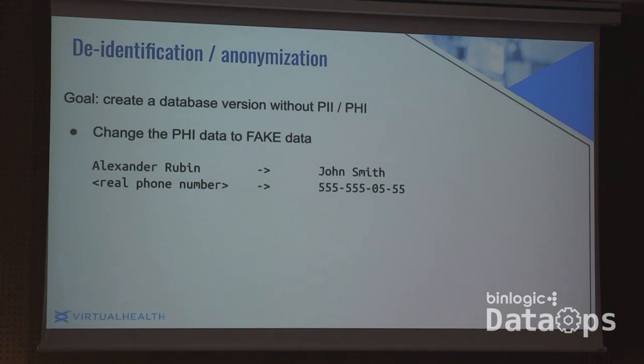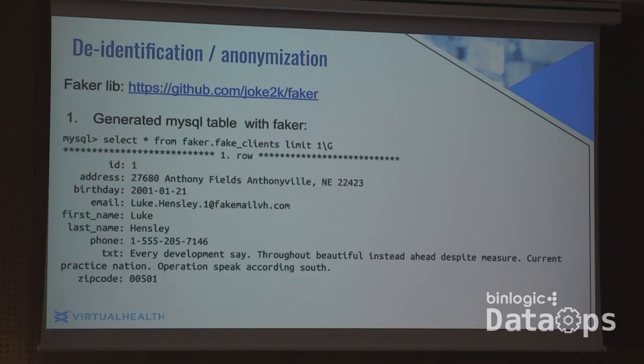So the idea is very simple. I can generate fake data, fake users, and basically change myself, I change Alexander Rubin to John Smith. I change the real phone number to a fake phone number. That's actually easier to do than I thought. There is a project called Faker. This project is available in different programming languages. I use Python.